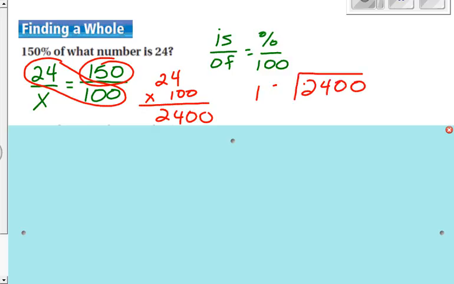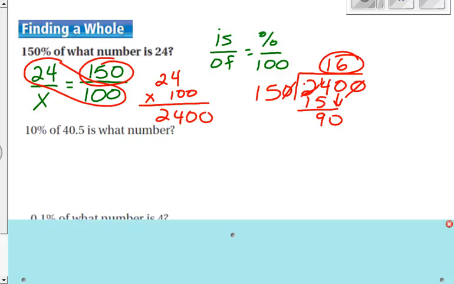And again, we can cross off a 0 because they both have a 0 at the end. 15 goes into 24 one time. We have 9 left over. Bring down our 0. 15 goes into 90 6 times. And our answer is 16.